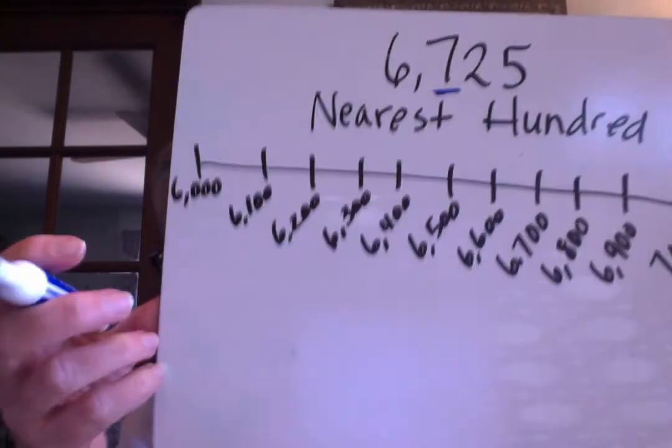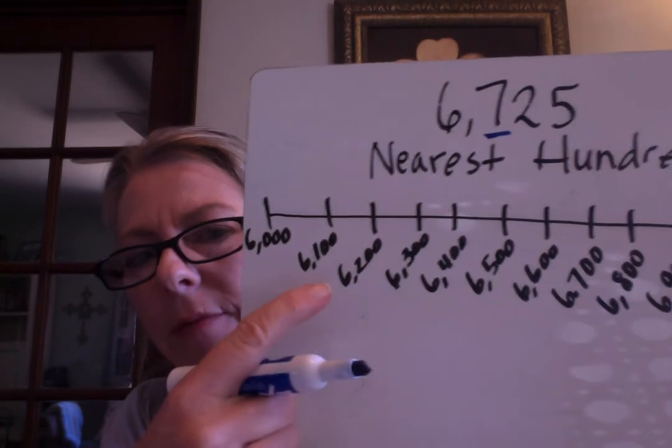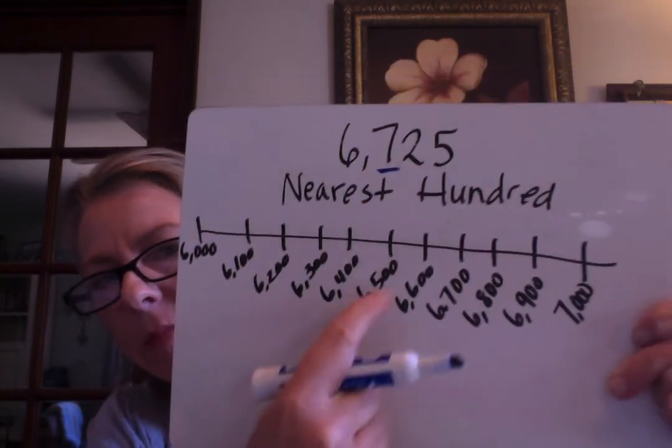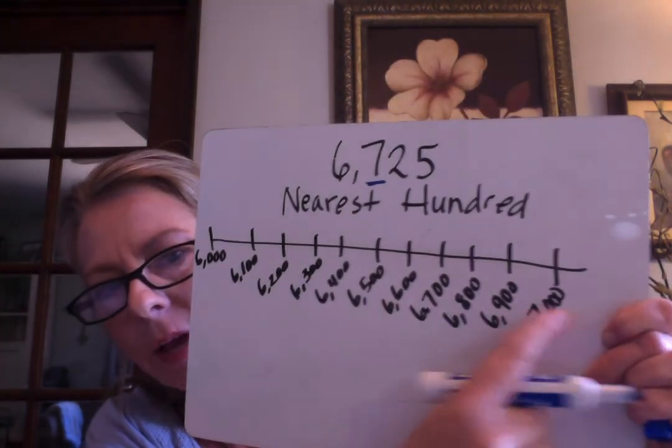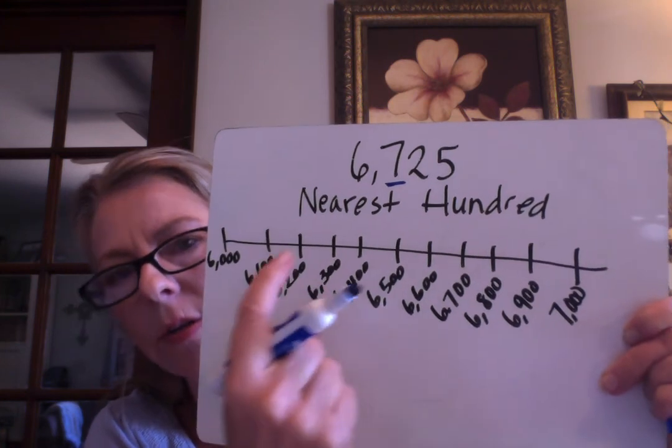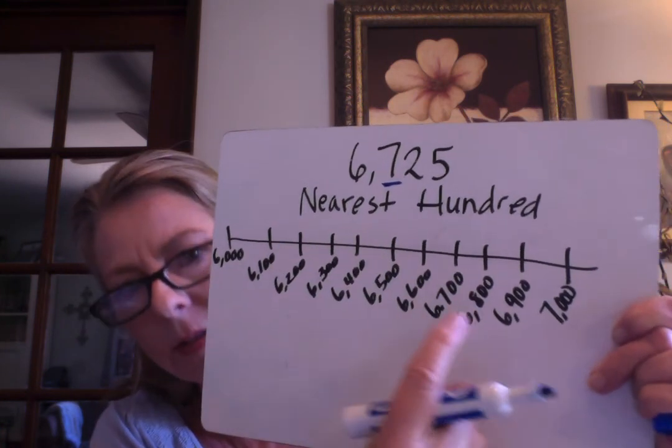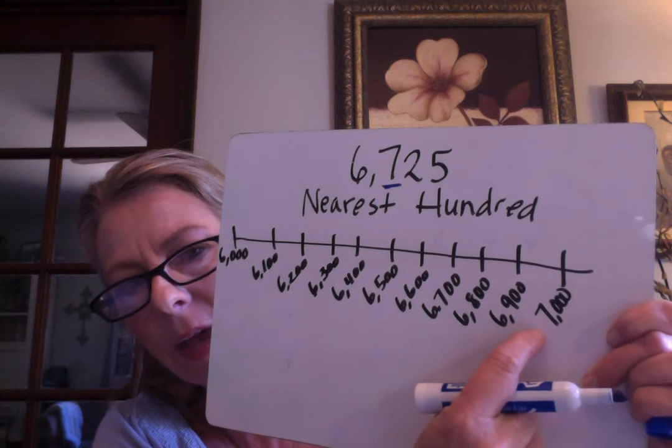Okay, so we have 6,000. And then if we are counting by 100s, look at how many hundreds there are until we get to 7,000, okay? 6,100, 6,200, 6,500, 6,800, 6,900, 7,000, okay?